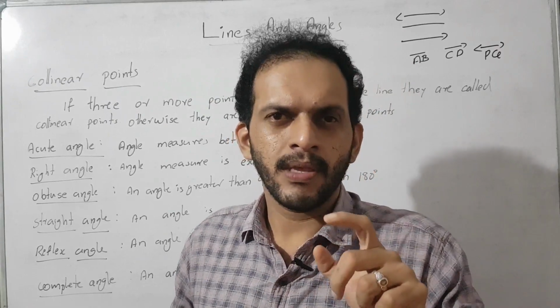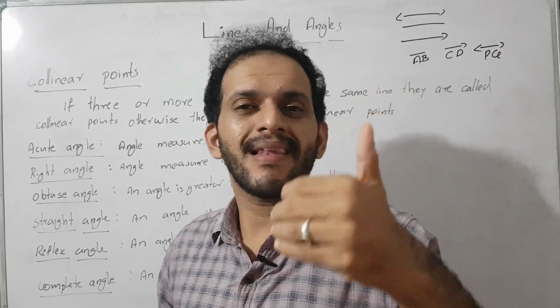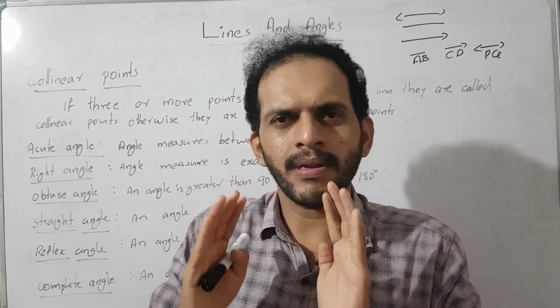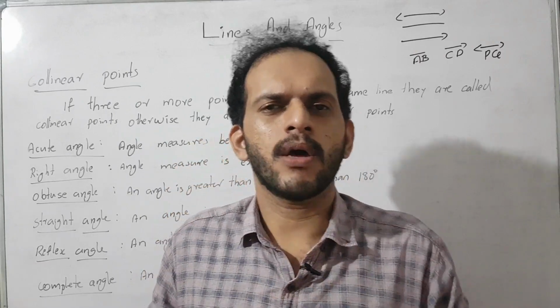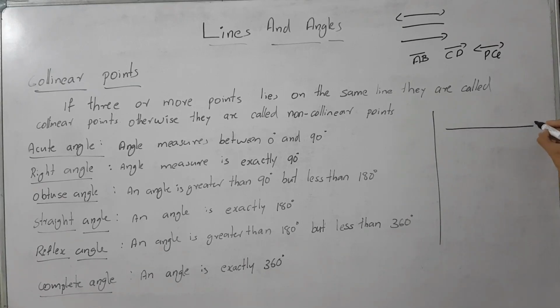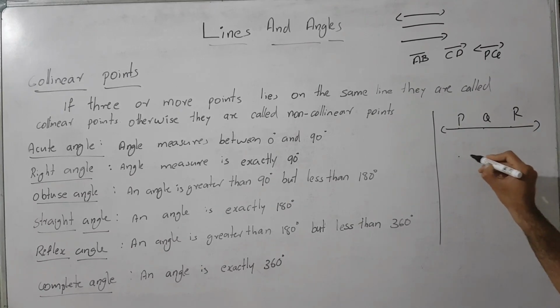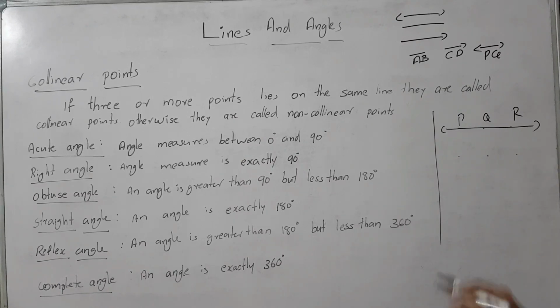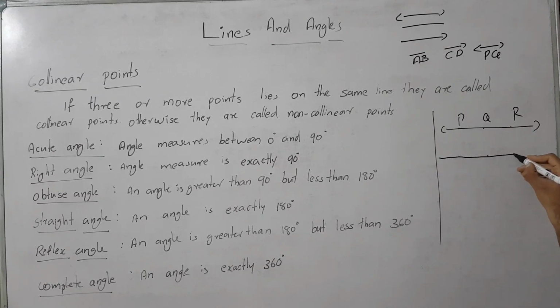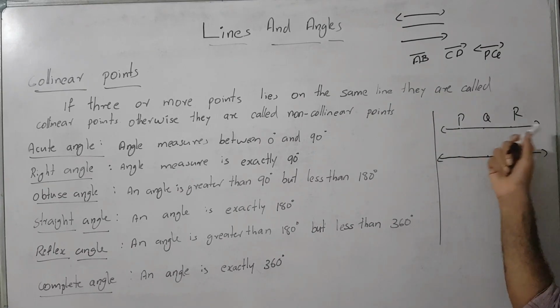What do you mean by collinear? Three or more points lie on the same line. Okay, if three or more points lie on the same line, then the points are called collinear. For example, suppose there is a line with the points P, Q, R. If we join these three, one line passes through these 3 points. These 3 points lie on a line, so the points are called collinear.